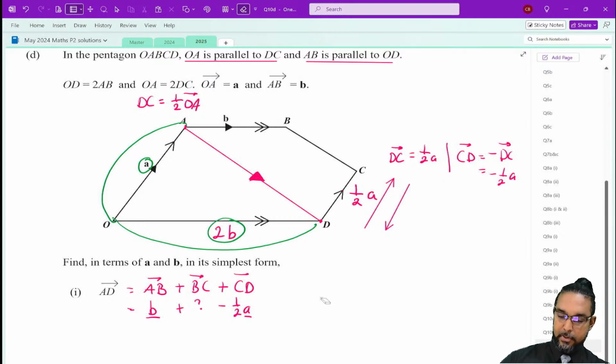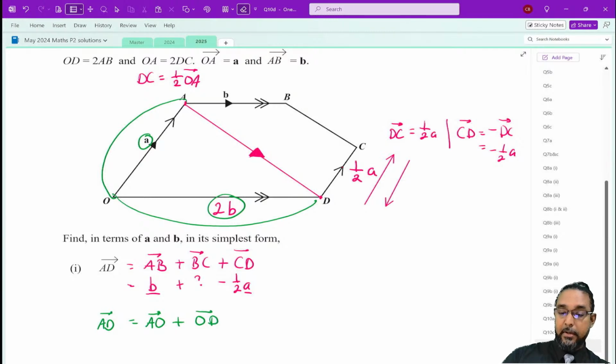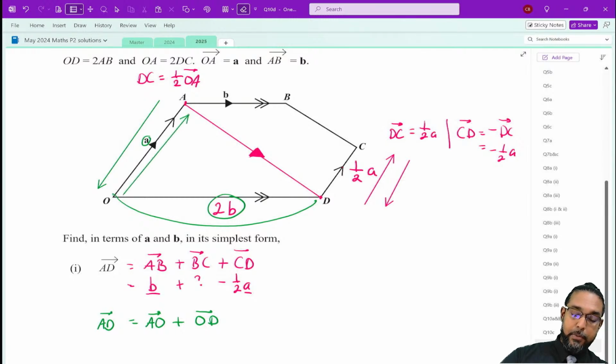So alternatively, I'm going to scroll along a little bit. AD is also equal to AO plus OD. Now again, look at the direction that we want to go. We want to go from A to O. The direction of this vector is opposite to how we want to go. So what we have to do is invert the vector.